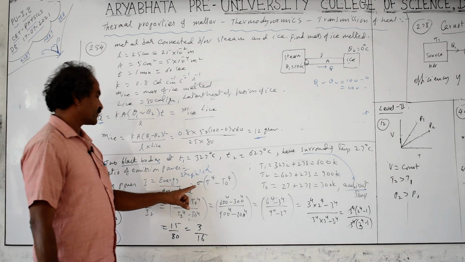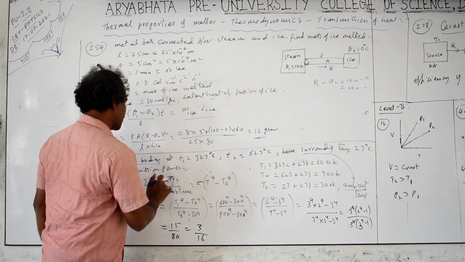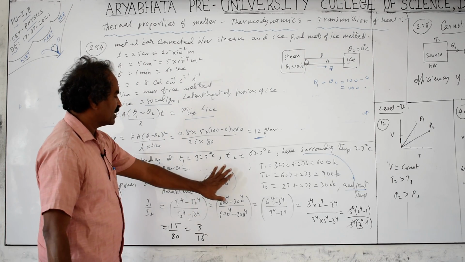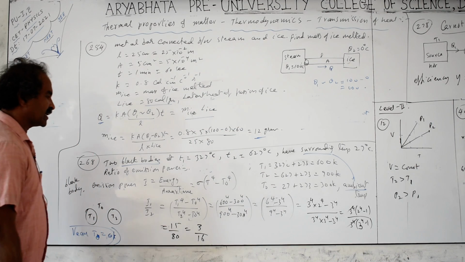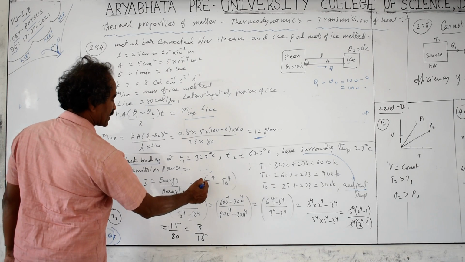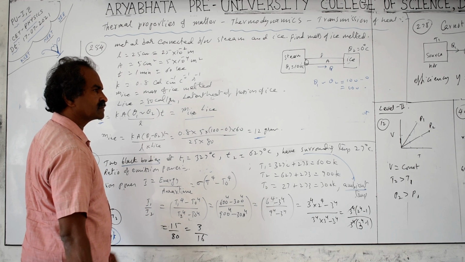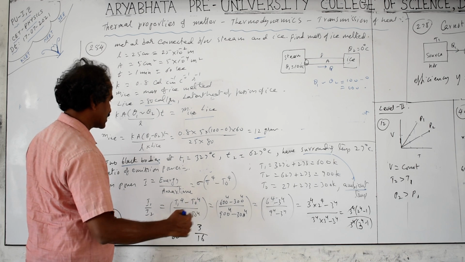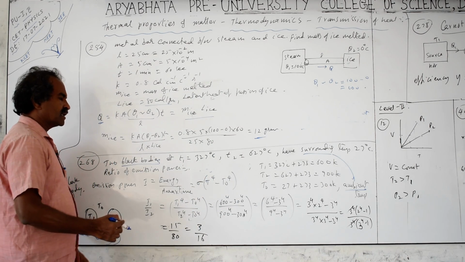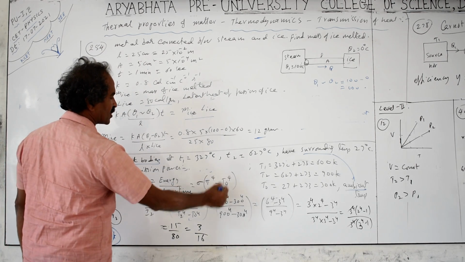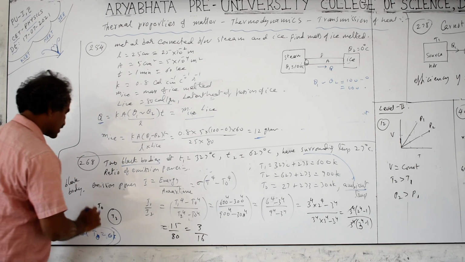So in this case, according to Stefan's law, the emission power is proportional to T to the power of 4 in vacuum. But according to the Stefan-Boltzmann law, that emission power is proportional to T to the power of 4 minus T naught to the power of 4 if the surrounding is not a vacuum.